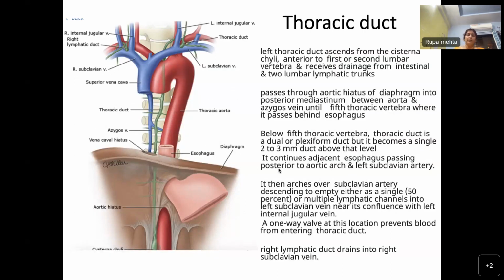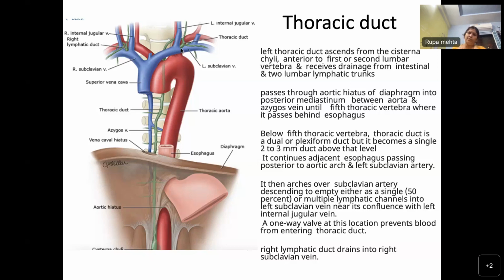Now, the thoracic duct. You can see it originates from the cisterna chyli, at the lumbar vertebra, and it receives the lumbar lymphatic trunks from the abdomen. It continues cephalad and passes through the aortic hiatus of the diaphragm into the posterior mediastinum between the aorta and azygos vein until the level of T5, where it passes behind the esophagus. Lower down it has a biductal or plexiform structure, but as it continues cephalad, it becomes a single 2 to 3 mm duct. It continues adjacent to the esophagus, passing posterior to the aortic arch and left subclavian artery, then arches over the subclavian and the IJV and empties, via single or multiple lymphatic channels, into the left subclavian vein near its confluence with the left internal jugular vein.